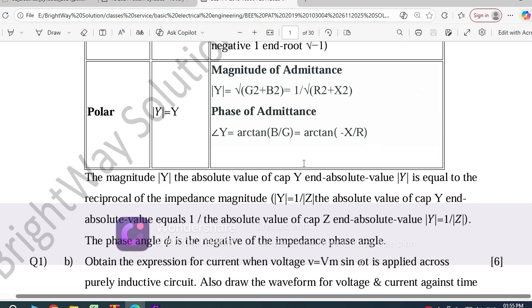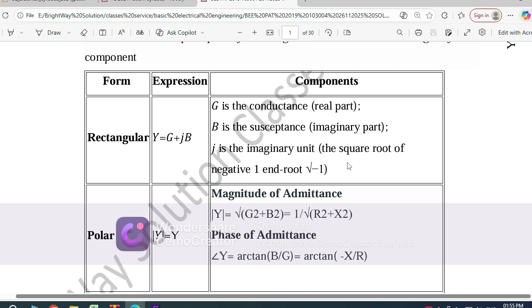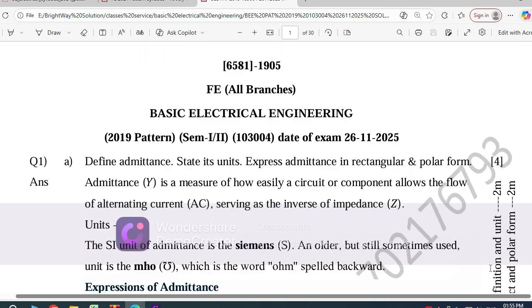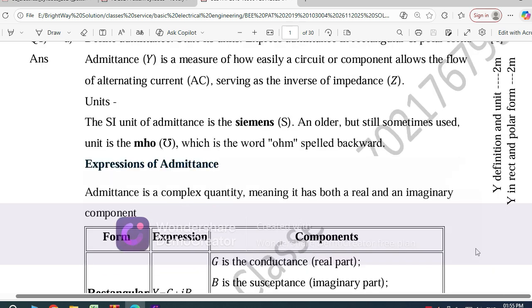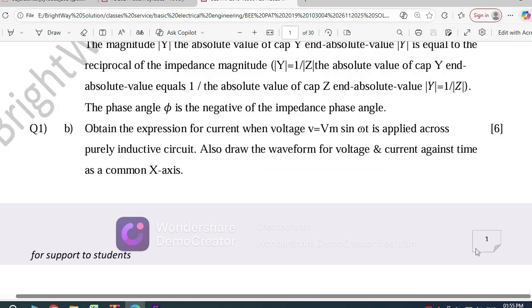Next, the mark distribution. This question is for 4 marks: 2 marks for the definition and 2 marks for the polar form. So this is a simple task for students.